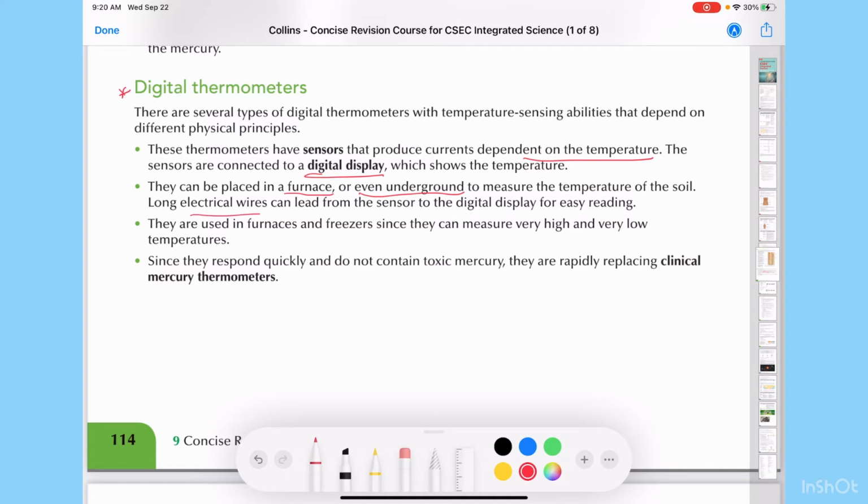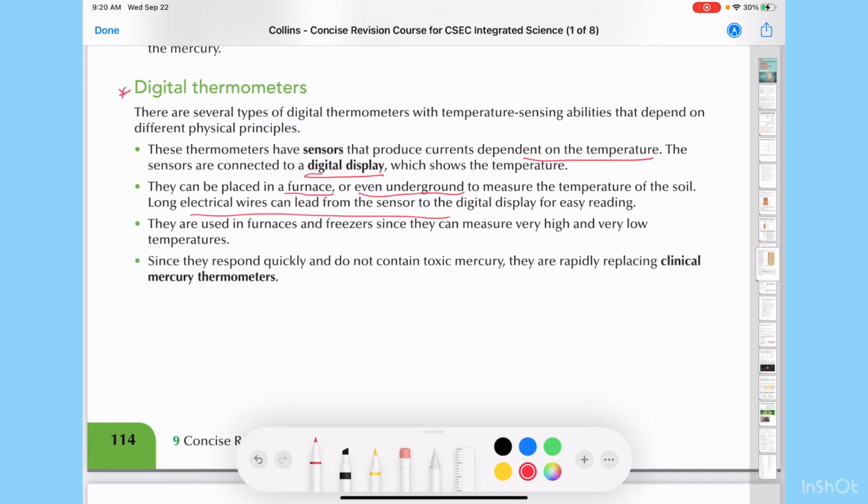You can have electrical wires leading from the sensor to your display. So you can bury it deep into the ground to measure the temperature far below, and you will have the digital display above ground. They are very good because they respond quickly. They don't contain any toxic materials, and they are rapidly replacing clinical mercury thermometers.